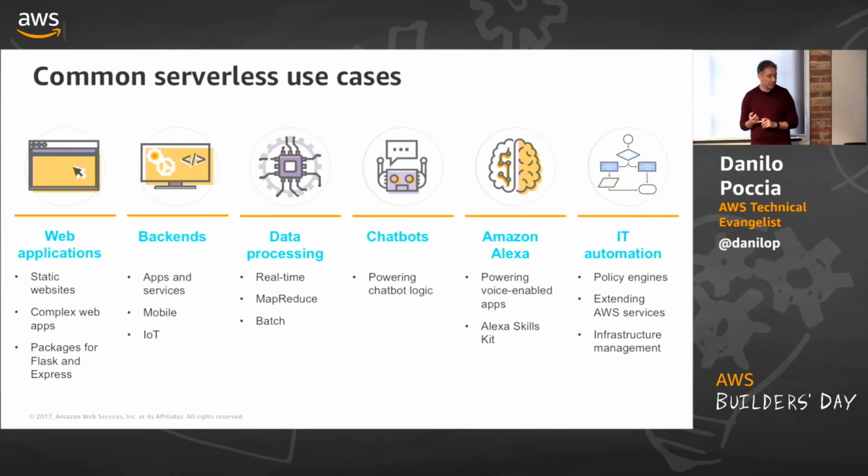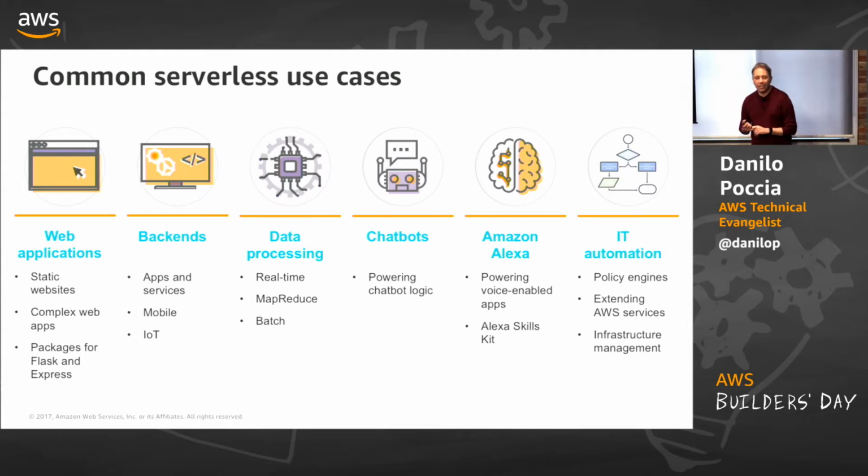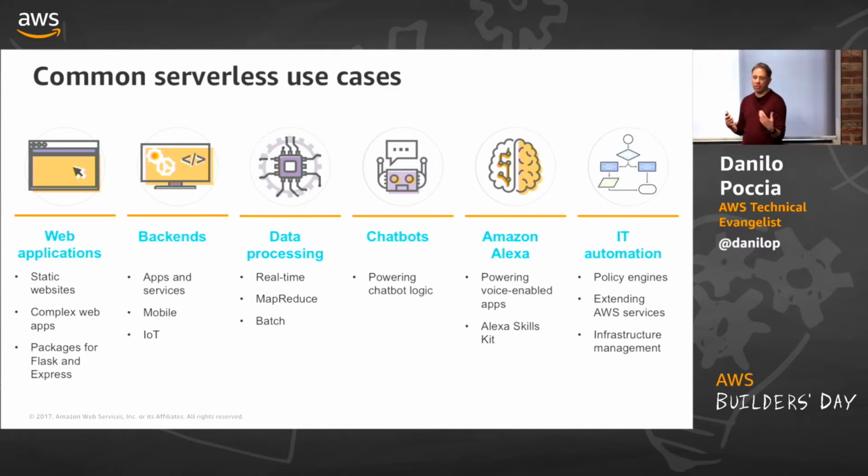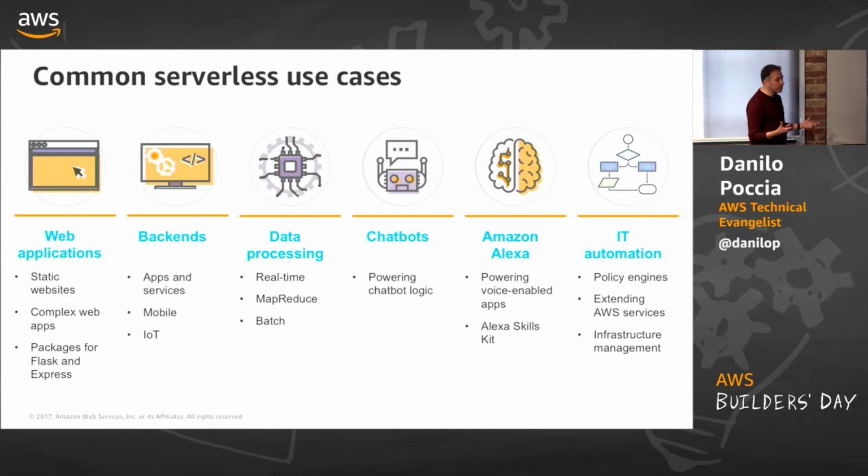Chatbots, this is an interesting topic. This is not the AI track, but Lambda functions can very easily be used to add some logic to a chatbot. This can be used for building Alexa skills, but it can also be used with multiple platforms to provide a little bit more intelligence after you understand the meaning of the sentence.